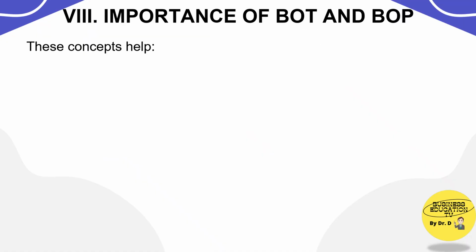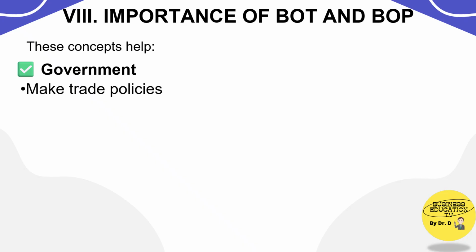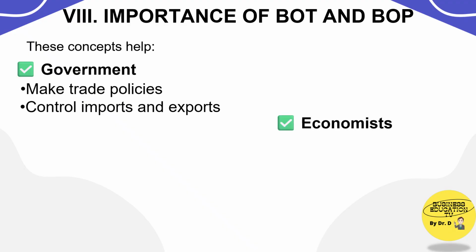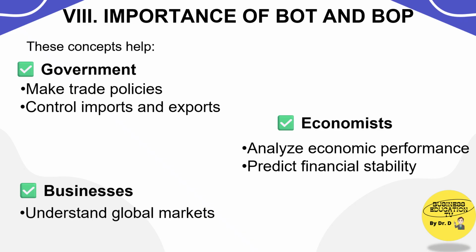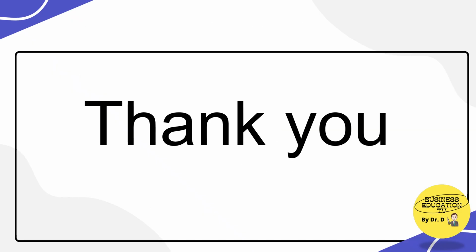So what is the importance of BOT and BOP? The first one is in relation to the government. They make trade policies and also control imports and exports. And of course, for the economists, they analyze economic performance and predict financial stability. And lastly, for the businesses, it helps them understand global markets.